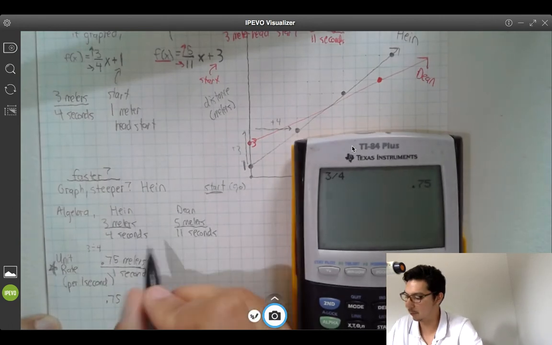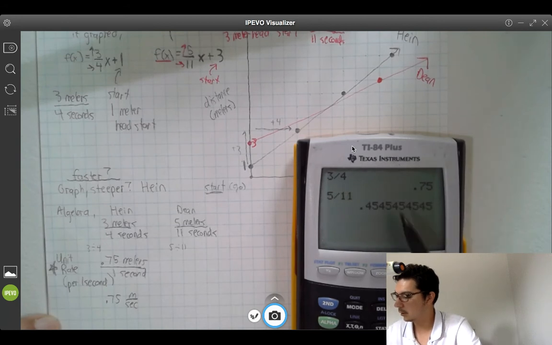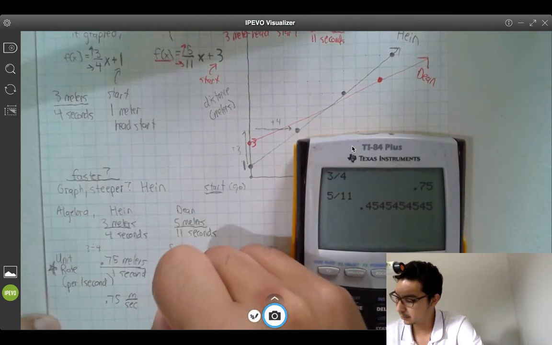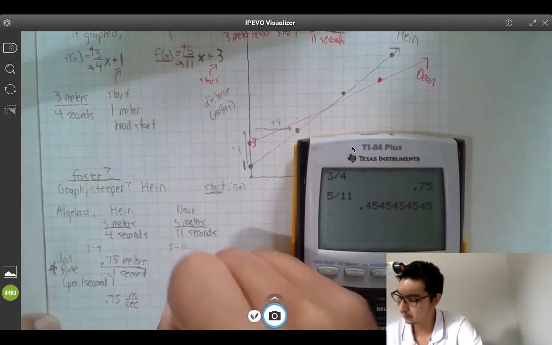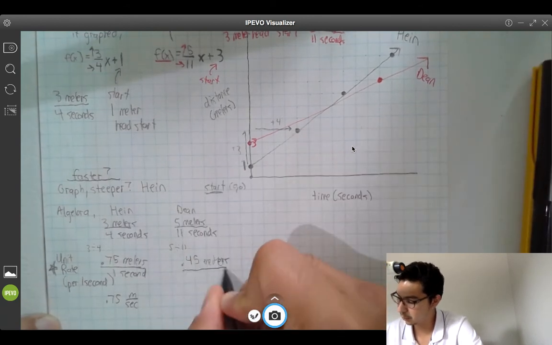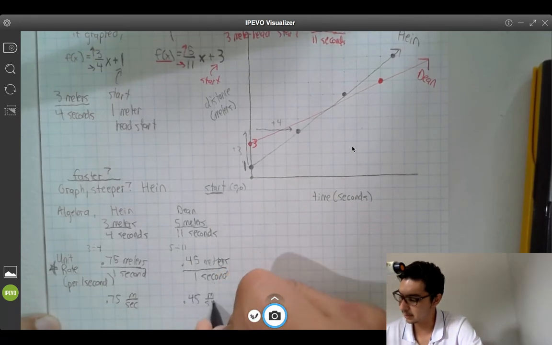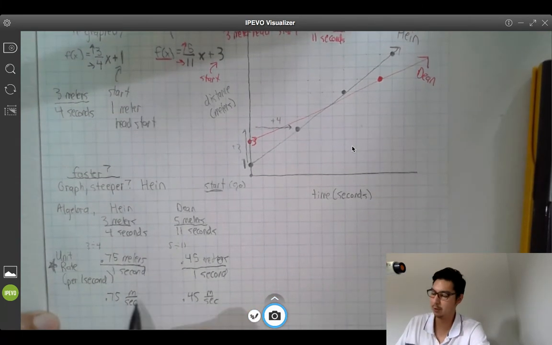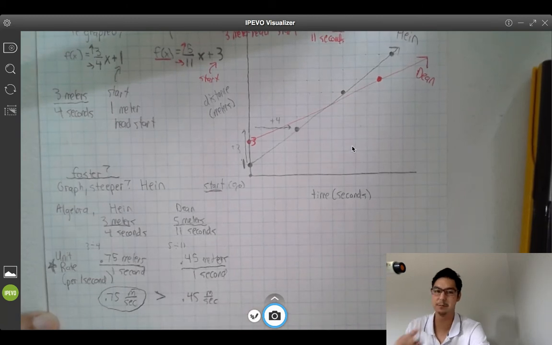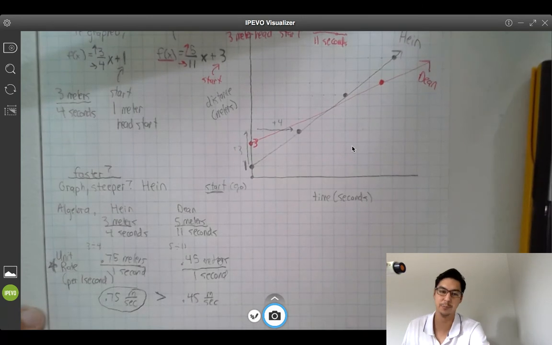And then for Dean's, if we did 5 divided by 11, he's going about 0.45 meters per second. So clearly you can see who's faster. I'm faster because 0.75 is larger than 0.45. Right? That's the idea of a unit rate: you want to find per 1 second, where you do division, and that will work out.